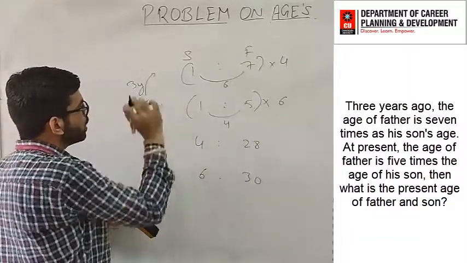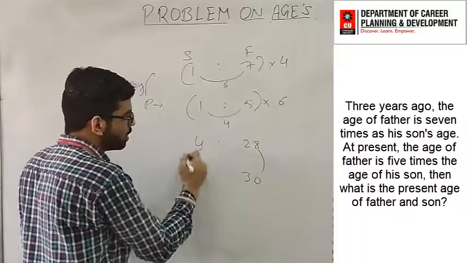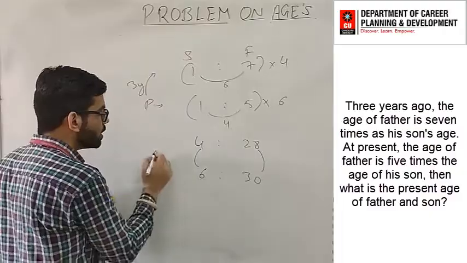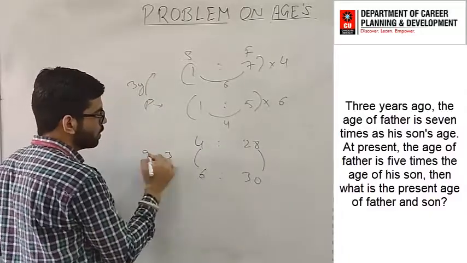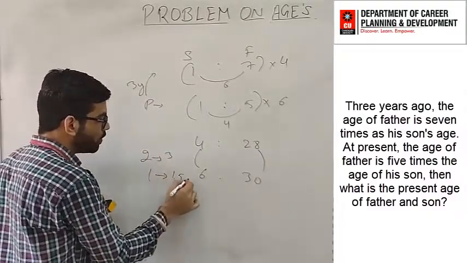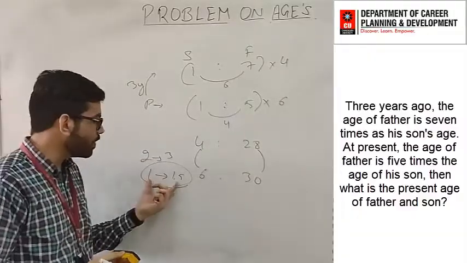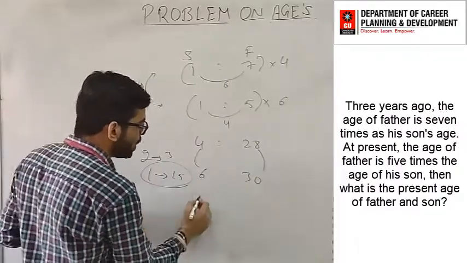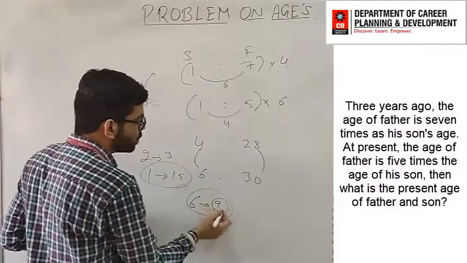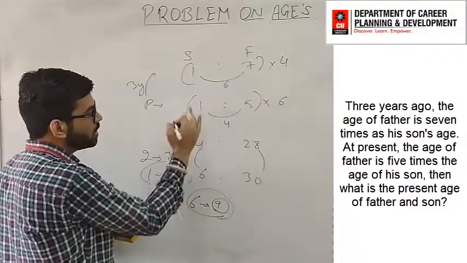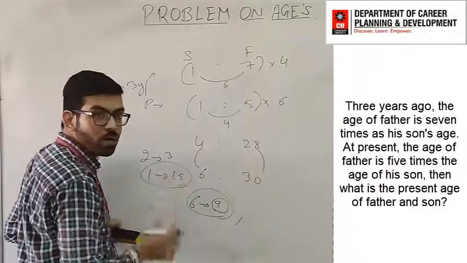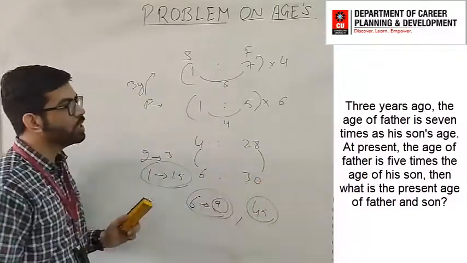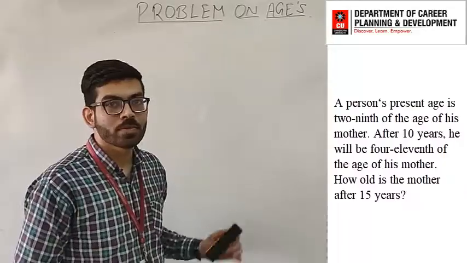Next part is according to this thing, the difference between these two numbers is the same, which is 2. So that means the value of 2 is given as 3 years. So the value of 1 comes out to be 1.5. If the value of 1 is 1.5, you can easily calculate the value of 6. The value of 6 comes out to be 9 years, which was the present age of the son. Similarly, 30 multiplied by 1.5, from here the value comes out to be 45, which is the present age of his father. Okay, let's move to another question.